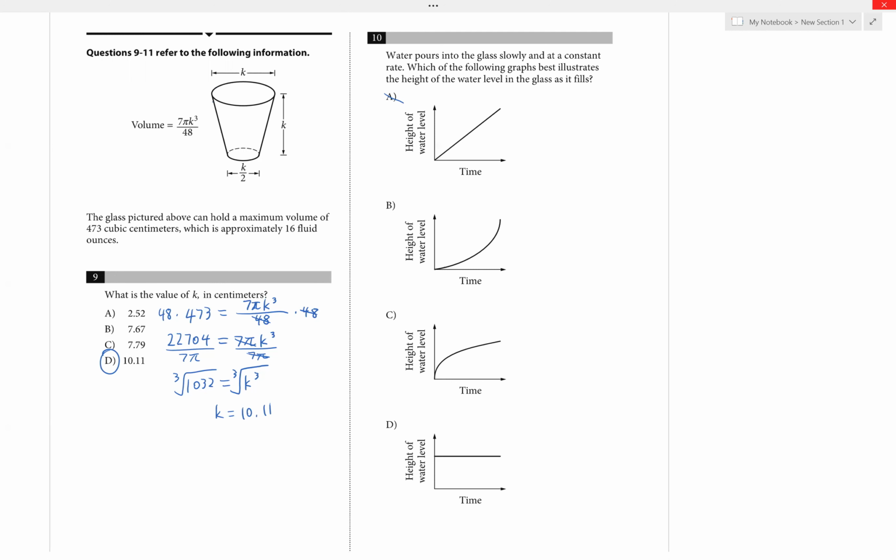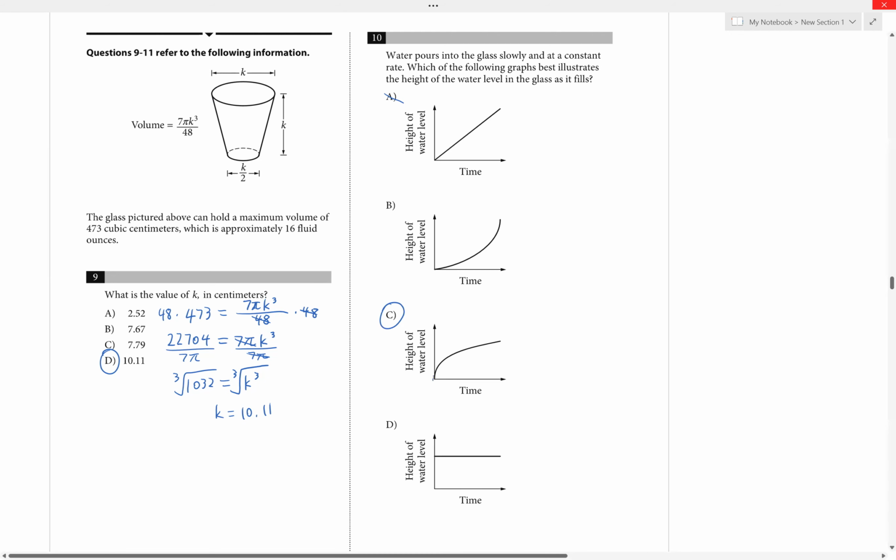So it rises faster initially, and then it will slow down as we go to the top because, again, the cup is wider on the top. It holds more water, so the water level rises a little bit slower. So it's faster initially and then slows down. Which graph matches that? Should be letter C then.